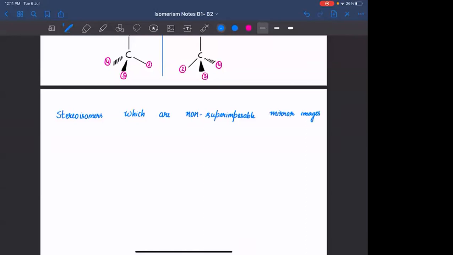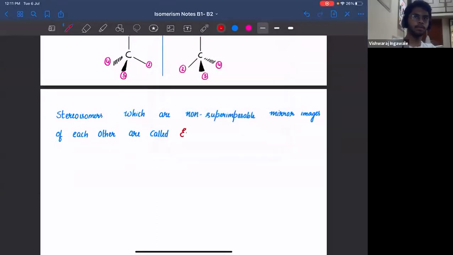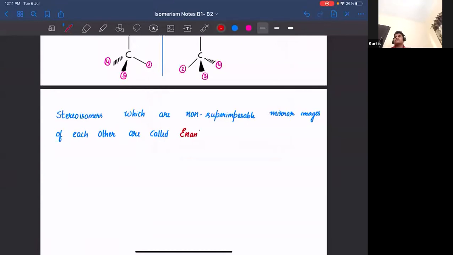Stereoisomers which are non-superimposable mirror images of each other are called, what is the term for that? Enantiomers.